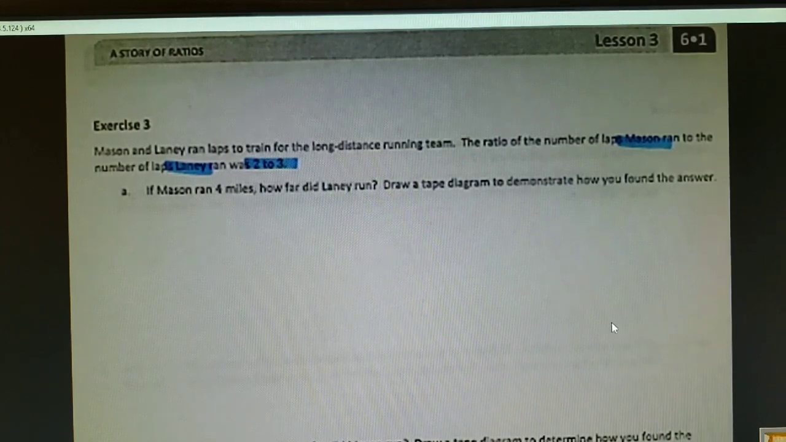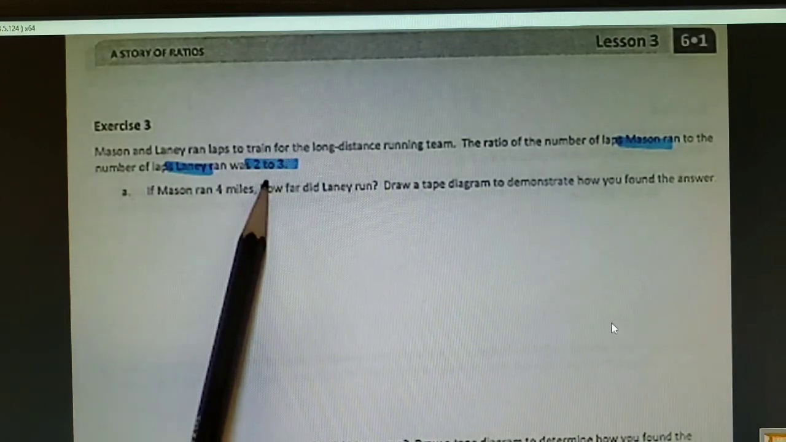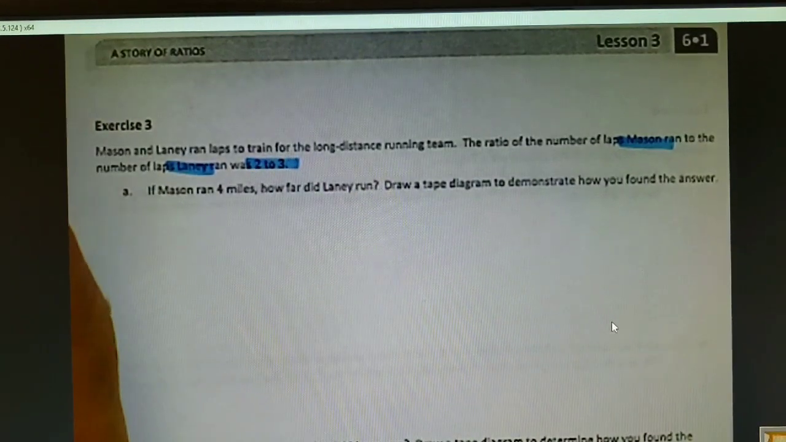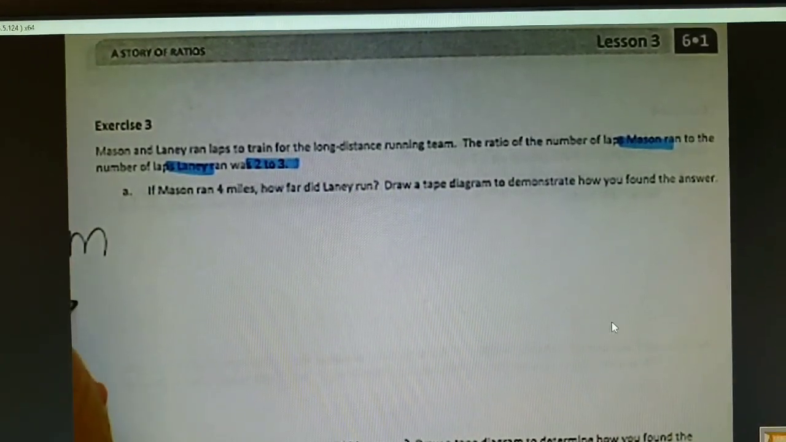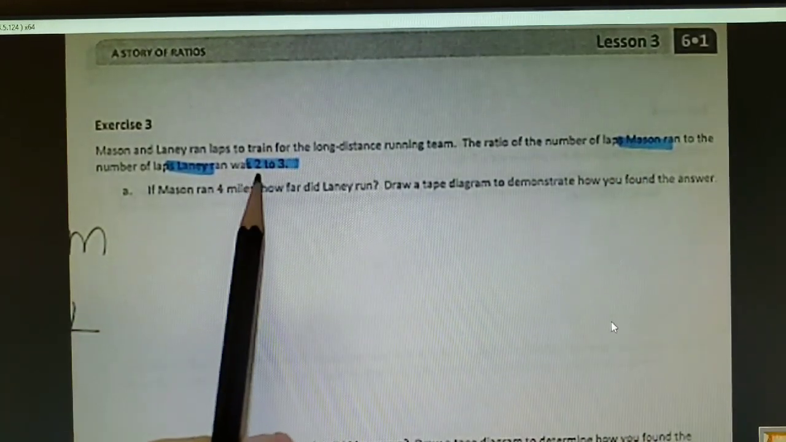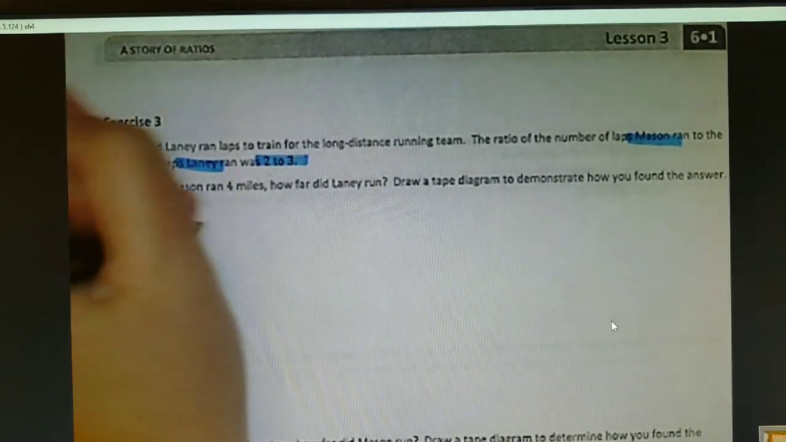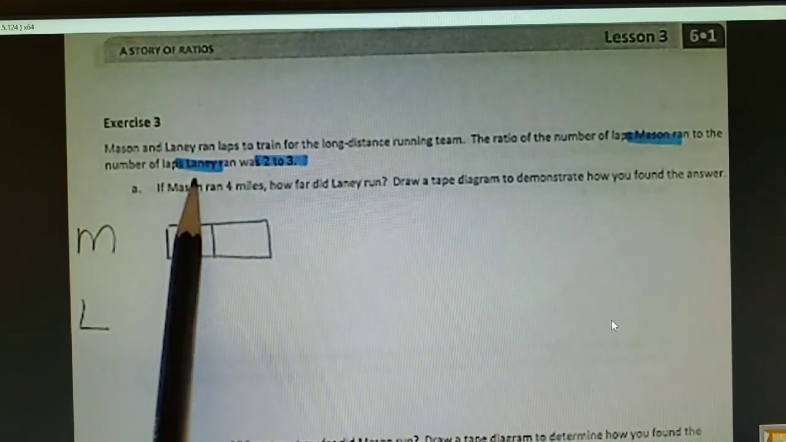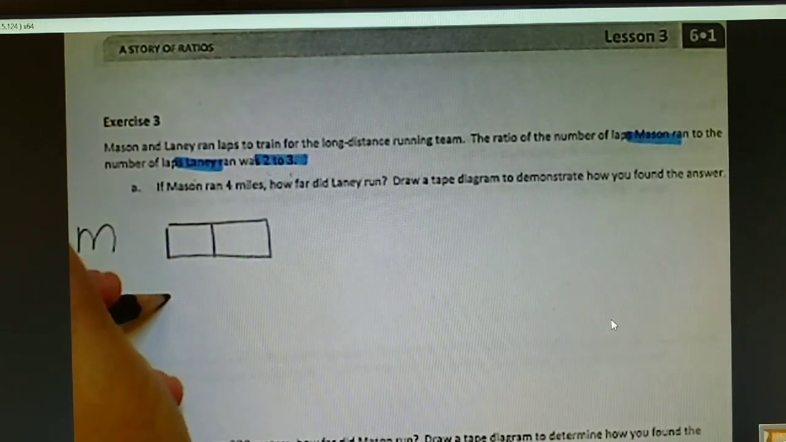We're going to draw a tape diagram to demonstrate how we found the answer. So the initial ratio, this 2 to 3, helps us to set up our tape diagram. So we're going to do an M for Mason, and an L for Laney. Mason is first in the ratio statement, and 2 is first in the ratio. Okay, so Mason gets 2 boxes. Laney is second in the ratio statement, and 3 is second in the ratio, so Laney gets 3 boxes.